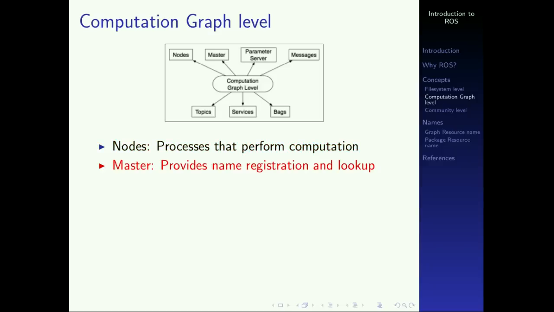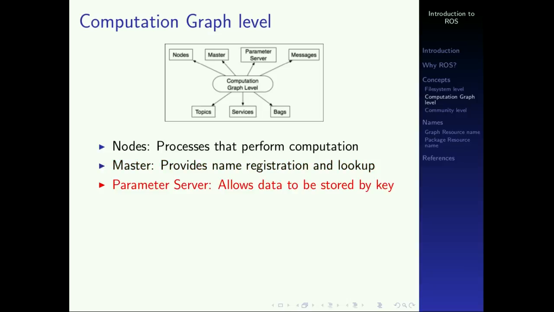Without the master, nodes would not be able to find each other. What it does is it stores topics and services registration information for ROS nodes. Nodes communicate with the master to report their registration information. As these nodes communicate with the master, they can receive information about other registered nodes and make connections as appropriate. Nodes connect to other nodes directly. The master only provides lookup information.